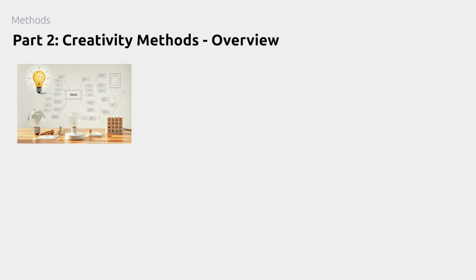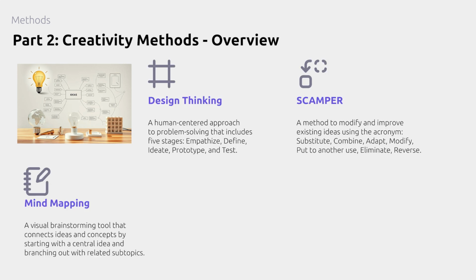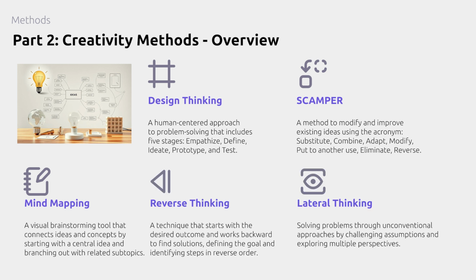Some proven methods to generate ideas: design thinking, SCAMPER, mind mapping, reverse thinking, lateral thinking. These tools can help structure your creative process and turn ideas into reality. We will get into more details for each of them.